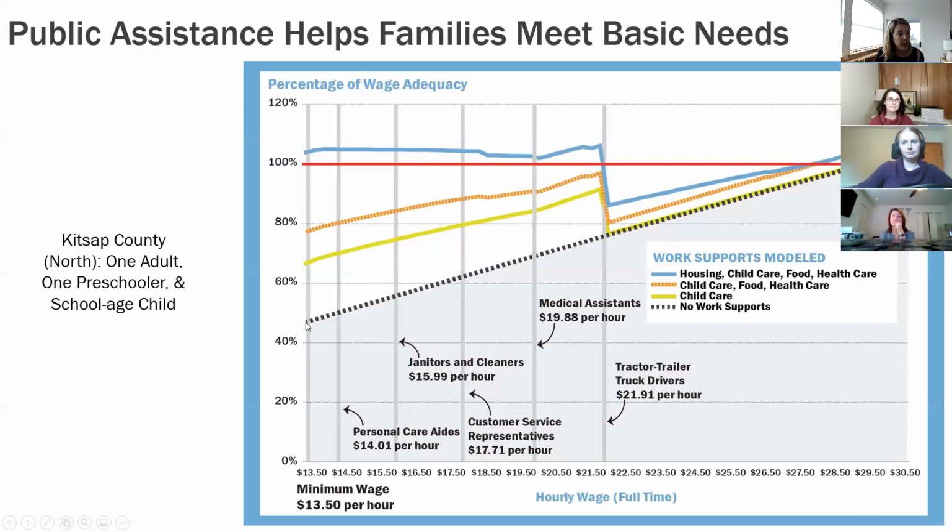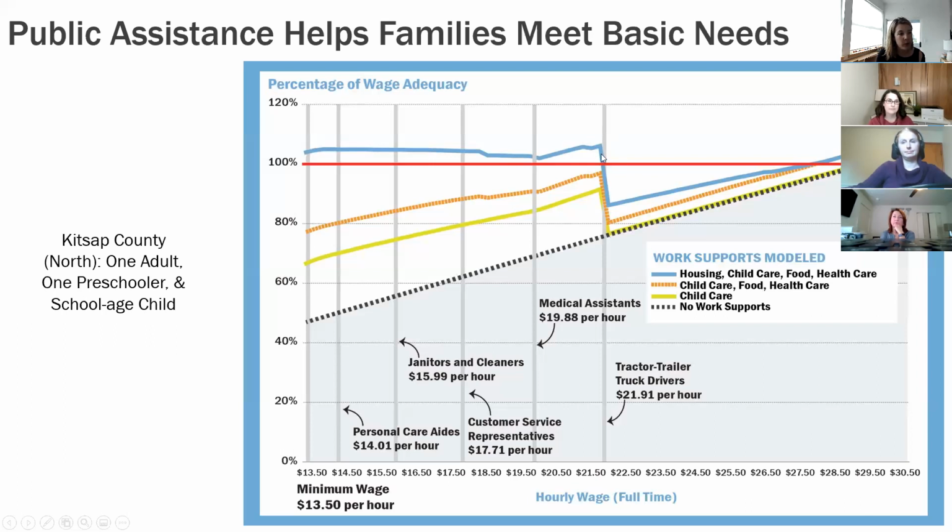However, if we're able to add childcare assistance to that, it increases their wage adequacy to 67%. And then on top of that, if you're able to add food and healthcare assistance, you're increasing that to almost 80% of wage adequacy. And finally, if you do receive housing assistance, that family is now able to cover 100% of their basic needs.